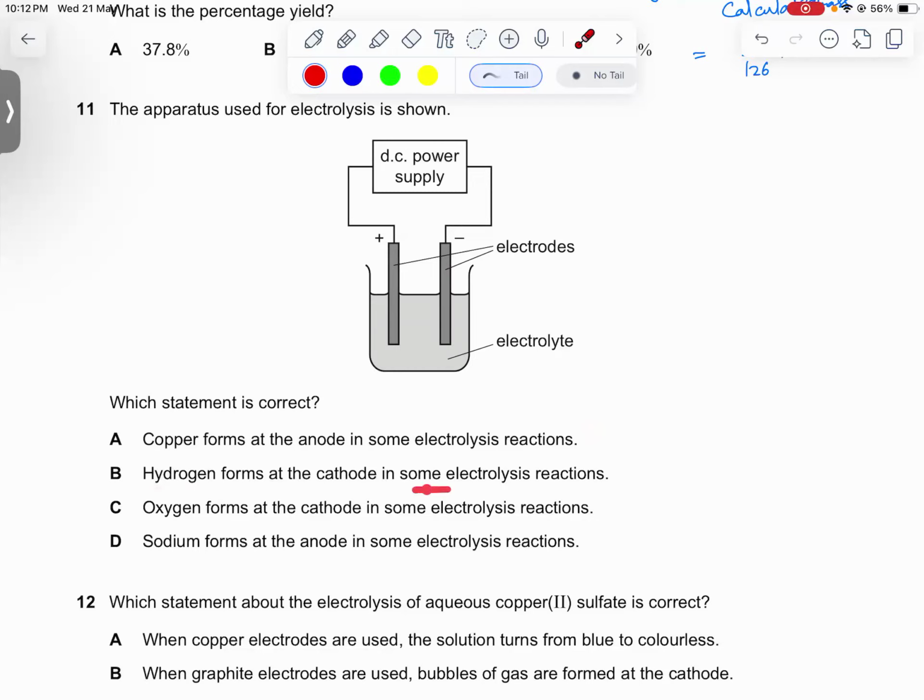Hydrogen forms at the cathode in some electrolysis reactions. That is true. Sorry, A is wrong because copper does not form at the anode. Copper forms at the cathode. Hydrogen forms at the cathode, that is true. Oxygen forms at the cathode, that is wrong. Sodium forms at the anode, that is wrong. So B is the only correct answer. This was a very vague question, but the thing they were basically judging us on was whether or not we know which ion goes where.